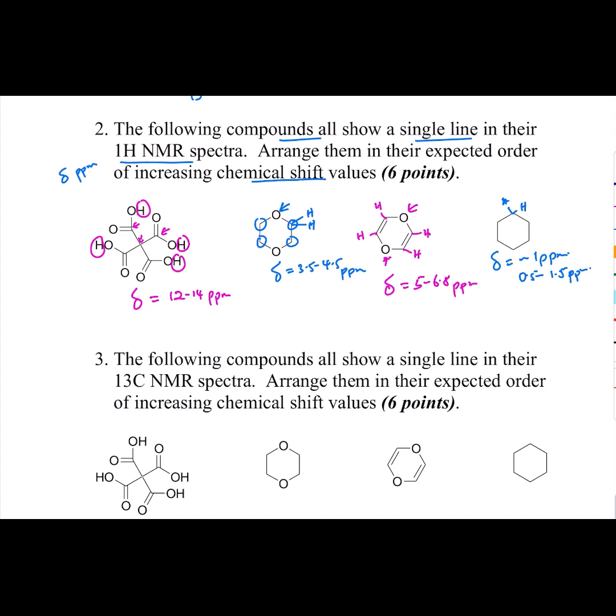So if we're going to arrange this in increasing chemical shift value order, we see that the lowest chemical shift value, closest to 0, is the alkane proton, so that will be number 1. Then the next one is going to be this, number 2, number 3, and that's number 4.